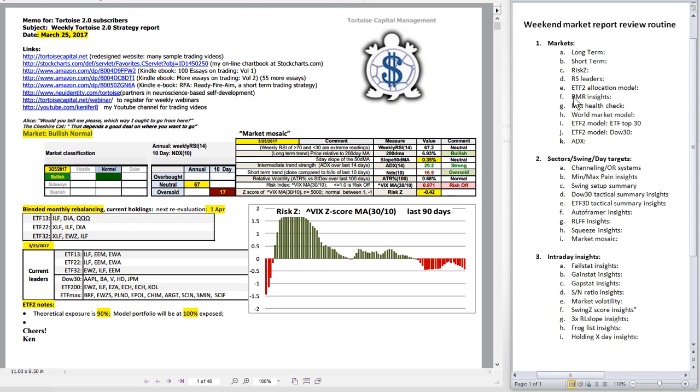I now am going to look at the risk Z, which is the 30-period moving average of the VIX divided by the 10-period. The boundary between risk on and risk off is 1.0. The current reading is at 0.971, so we are in risk off. Holding riskier assets is not favored. Starting new swing positions is not favored on the long side.